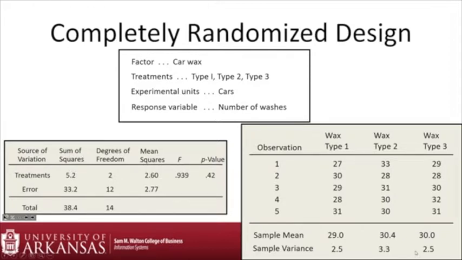Okay. Sample means. Car wax 1 has a mean of 29. Car wax 2 has a mean of 30.4. Car wax 3 has a mean of 30. Looking at those numbers, do you think there's a difference between them?